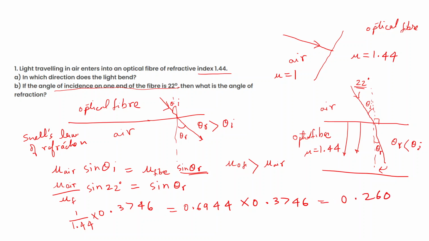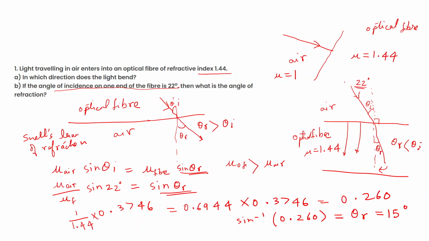0.260. Now this that I have obtained is sine theta r, right? Now I need to find out theta r. For that I'll take sine inverse. Sine inverse of 0.260 will give theta r. Let's take sine inverse. Sine inverse of 0.260 is giving 15.07. So I can just approximate it to be 15 degree.